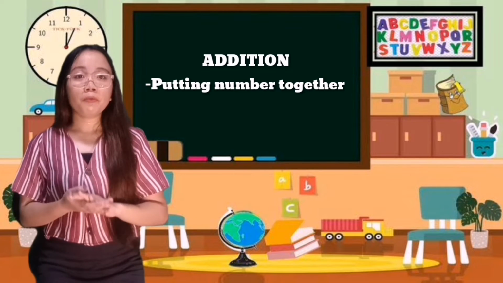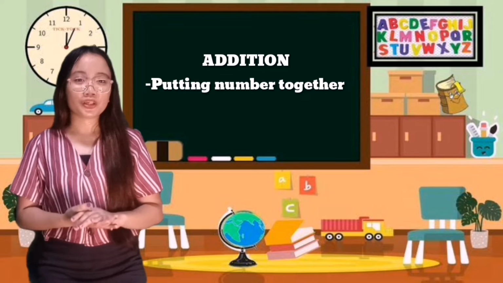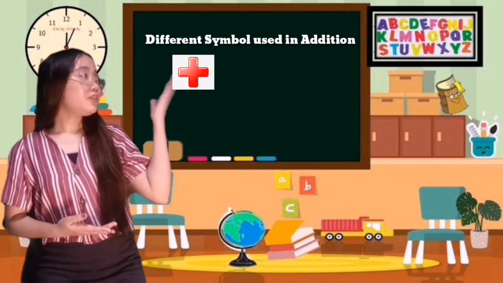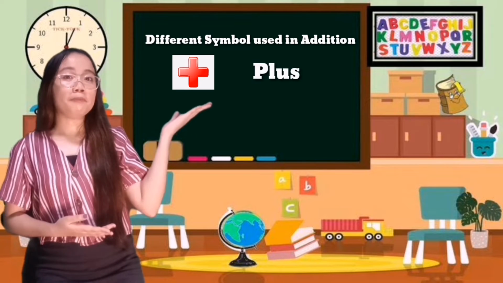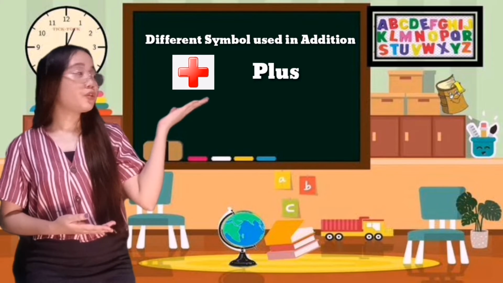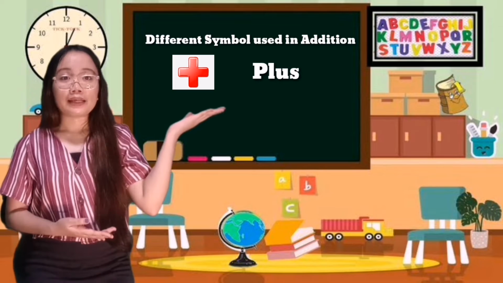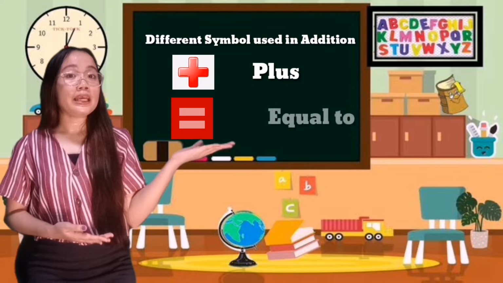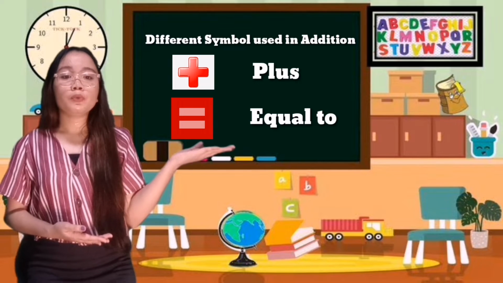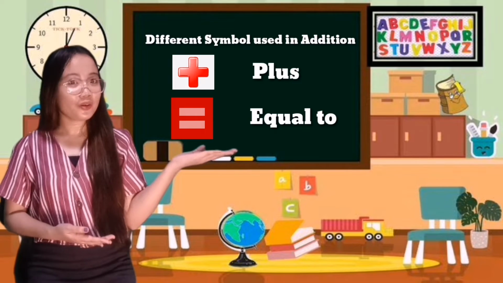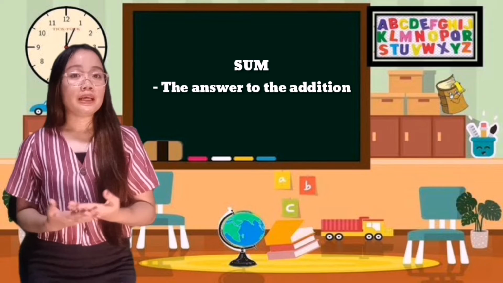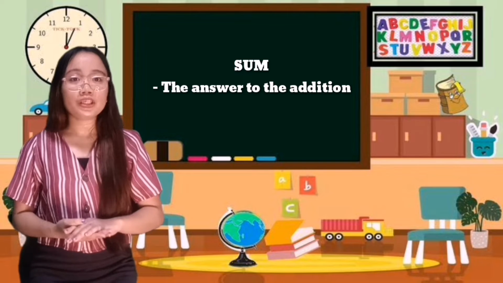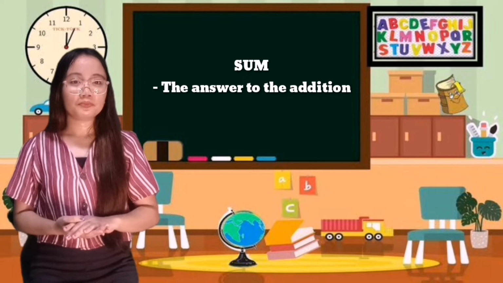Remember that putting numbers together is what we call addition. Here are the different symbols that we will use in addition. When you see this cross sign, you say plus. However, when you see this equal sign, you say equal to. It is placed between two things that are the same or equal. And the answer in addition is what we call the sum.